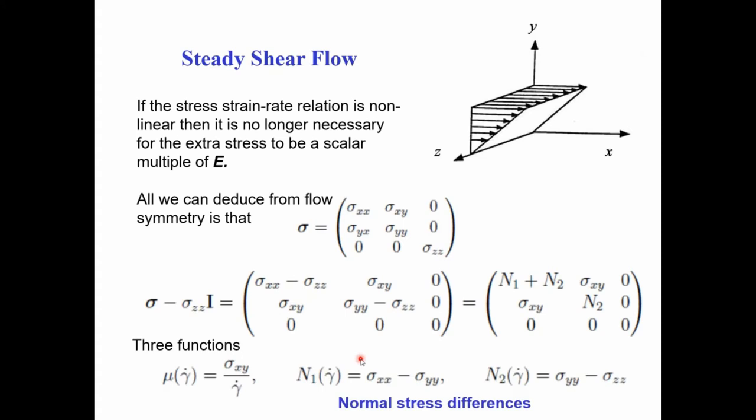So for a general steady shear flow of a general material, there are really three functions you have to think about. There's the viscosity, but there are also what are called the first and second normal stress differences. The first normal stress difference is essentially the difference between the flow and the gradient direction, and the second between the gradient and the vorticity direction. So that's the thing to think about. Using those ideas, can we explain what we saw with that rod climbing problem?